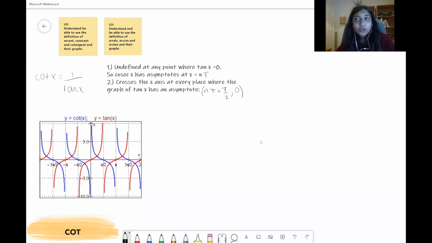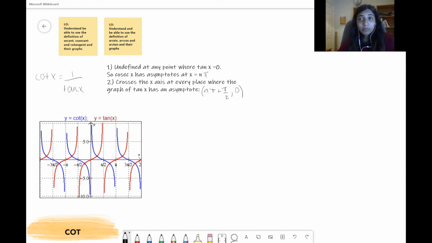Now if we move on to the cotangent graph, or just cot x, that's just the reciprocal of tan x. So cot x is just equal to 1 over tan x. I've drawn the two graphs again here, with the blue one representing y equals cot x and the red one representing y equals tan x.